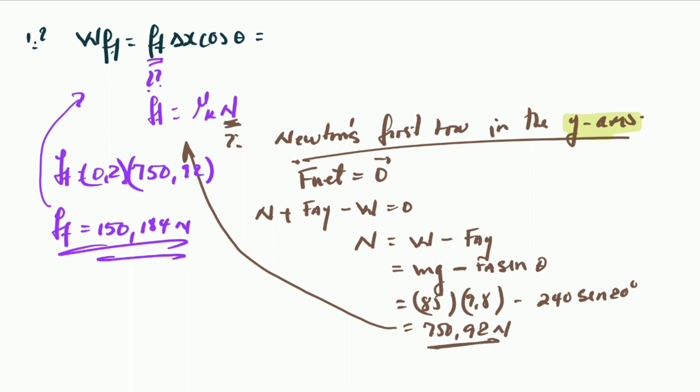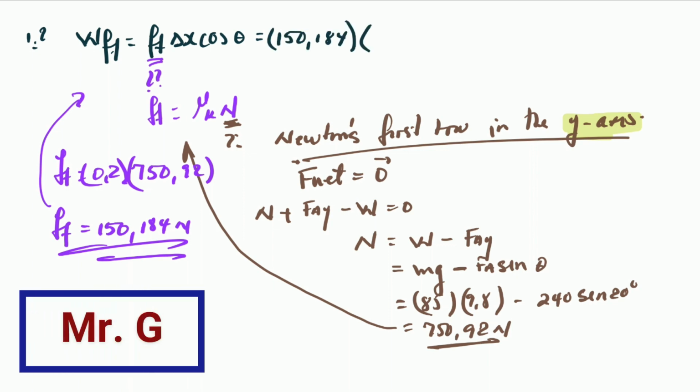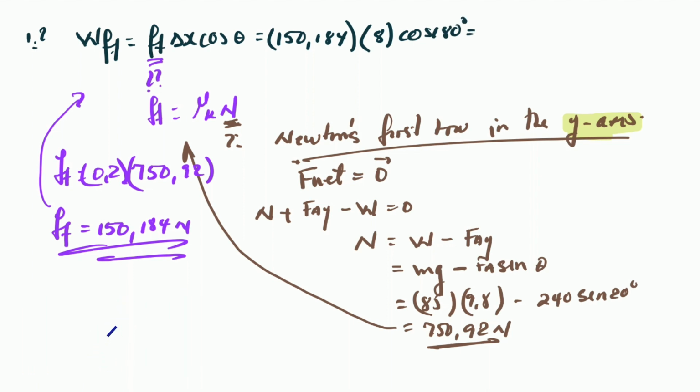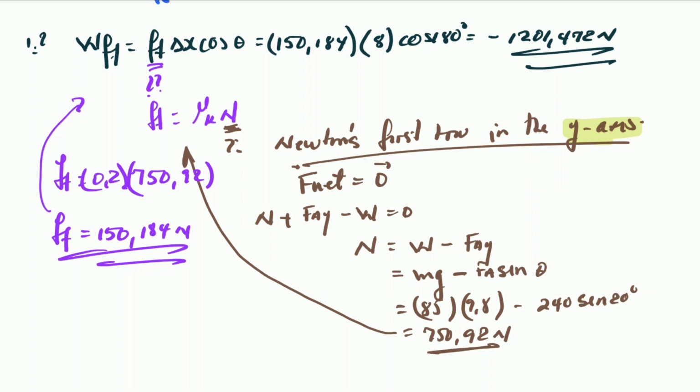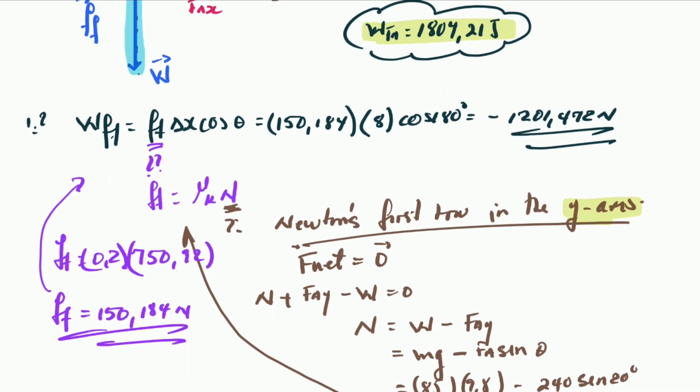So with the normal force, now we may calculate the work done by the friction force. So we substitute everything here by work. And the answer is negative 1201,472 Newton. This is the answer for the second question, or question 1.2 here.